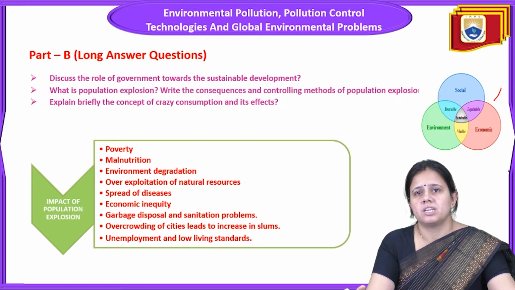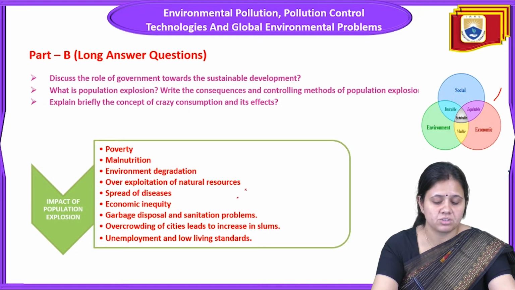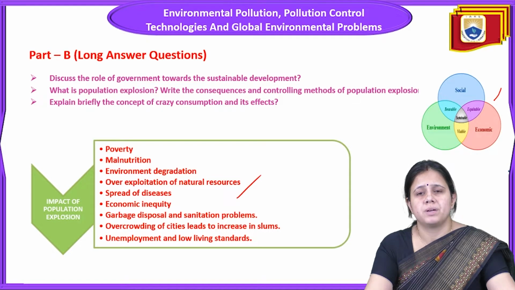And what is population explosion? The consequences and controlling methods of population explosion. Here you can see the impacts of population explosion: poverty, malnutrition, environmental degradation, over exploitation of natural resources, spread of disease, economic inequity, garbage disposal and sanitation problems, overcrowding of cities leading to an increase in slums, unemployment and low living standards. So these are the reasons behind population explosion.